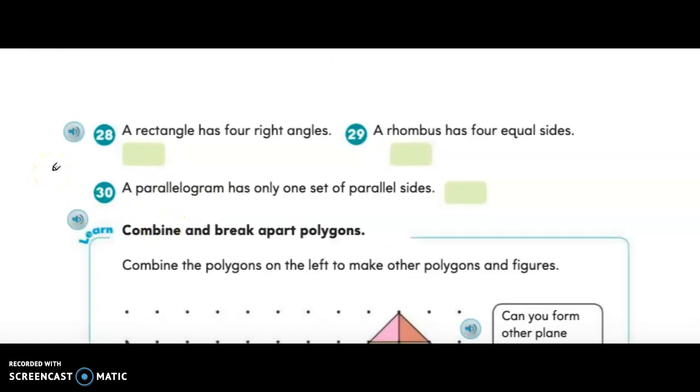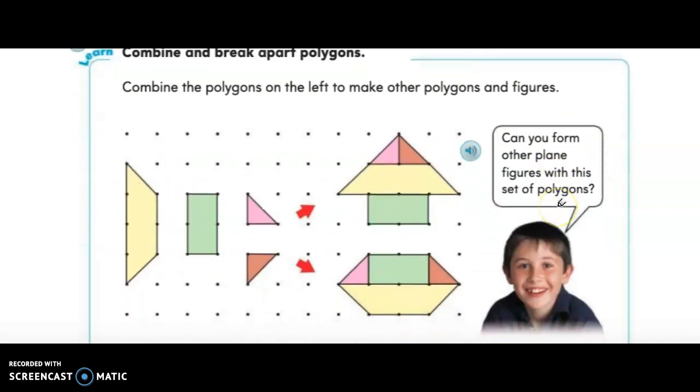So a rectangle has 4 right angles, and we should know this because this is what we just talked about on the last one. This is true. And then a rhombus has 4 equal sides, okay? Rhombus and square both have that in common. That is true. And a parallelogram has only 1 set of parallel sides. This is false because remember, a parallelogram has 2 sets of parallel lines, okay? That's an important one to remember.